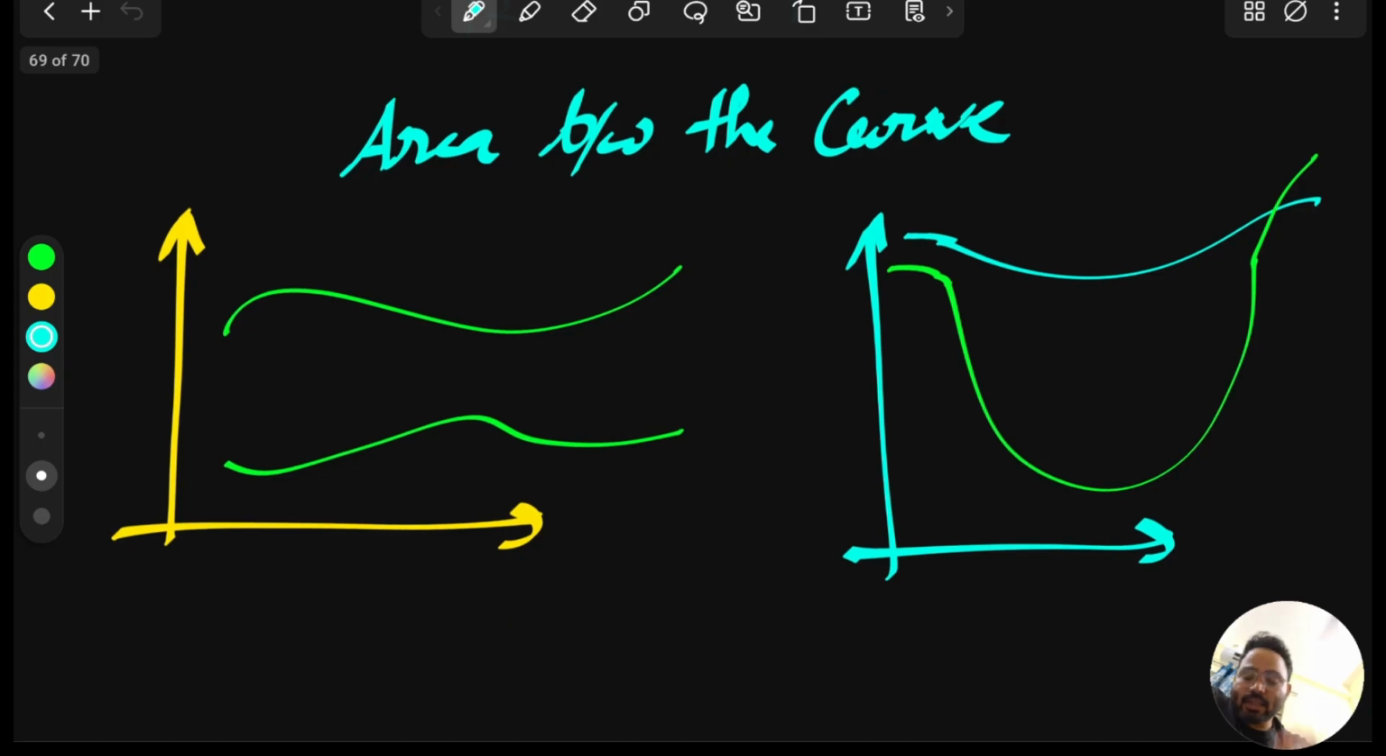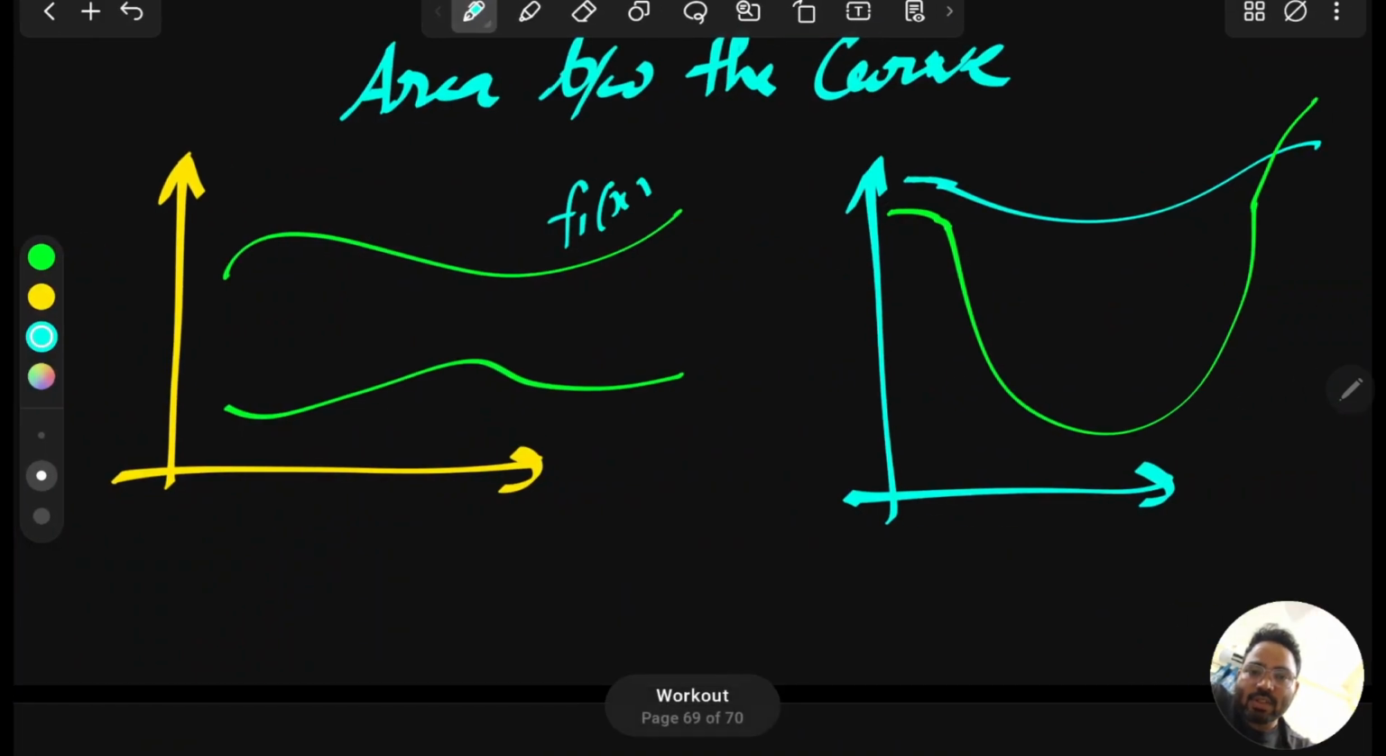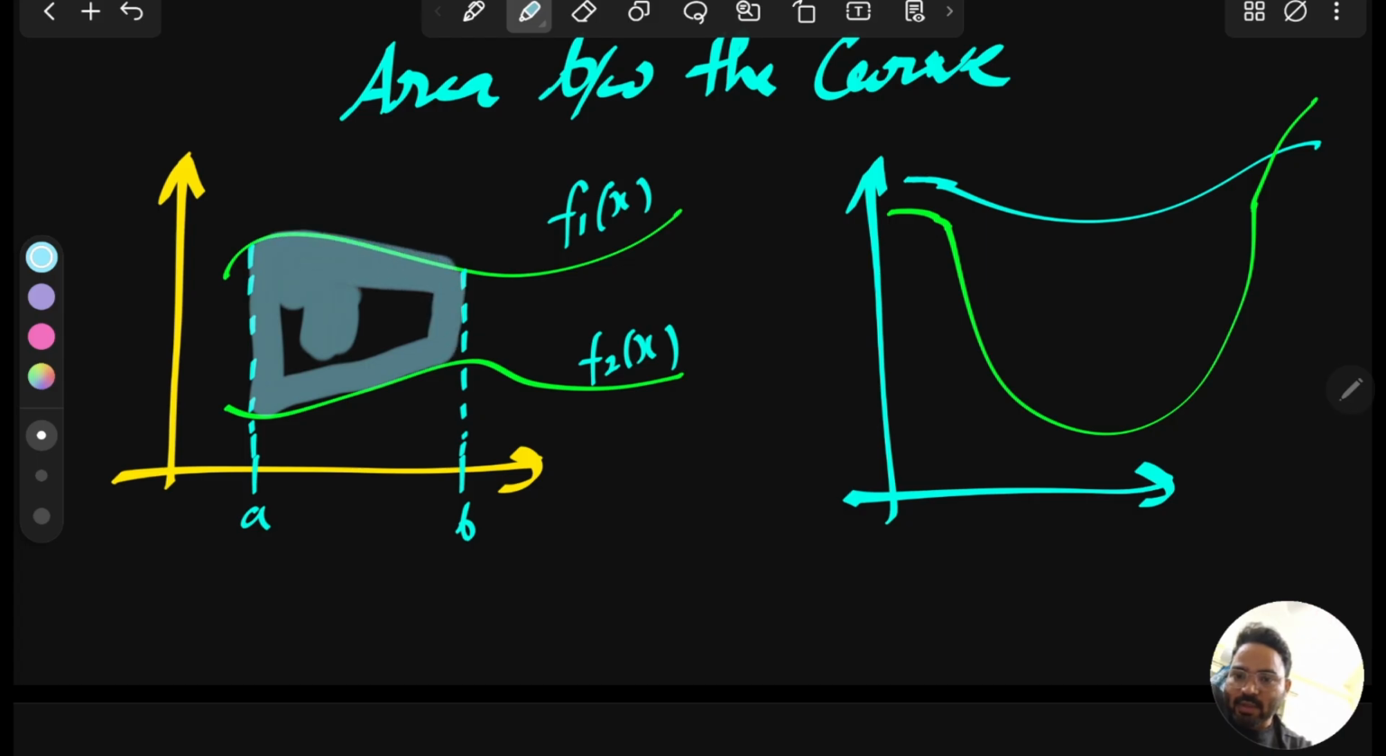So if we have a curve like this and we have to find out the area between two curves, let's say this is our f1(x) and this is our f2(x). We have to find out the area from a to b, where this is the intercept at a, and this is at b, and this is the common region for which we have to find out the area. So how can we find out the area?